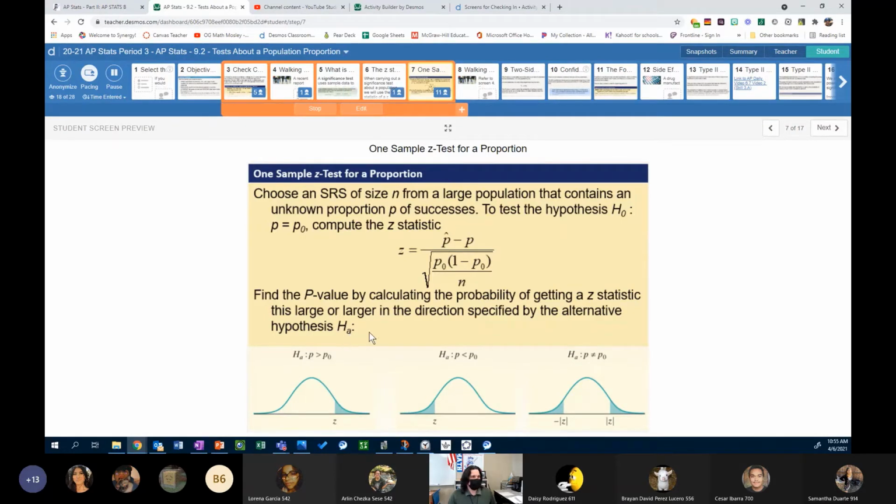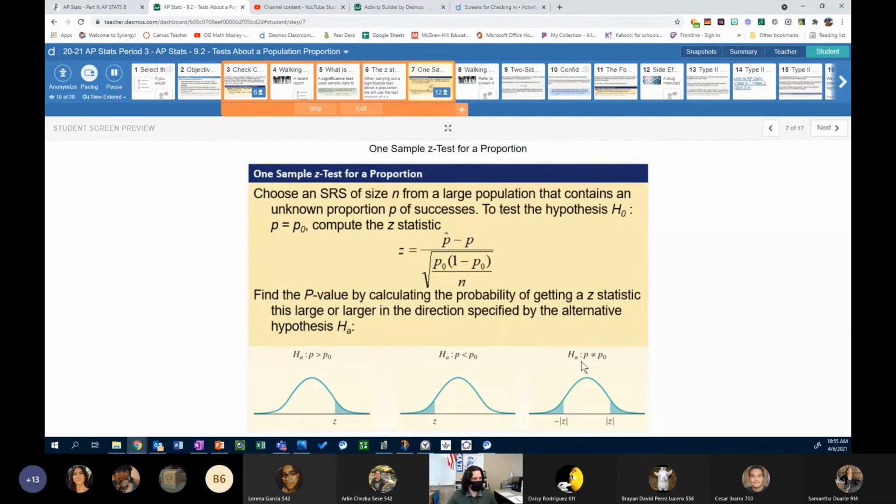We find the p-value by using the z statistic we just found, like a z-score, and finding that on table A, and we get a proportion. Remember, table A only provides us proportions less than a certain z-score. So we have to use that complement rule if we're looking for the greater than proportion, or we can use symmetry, another option.